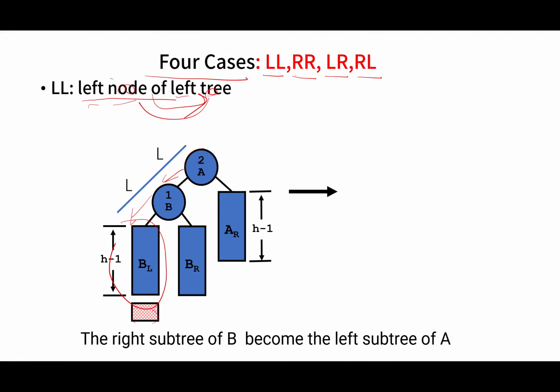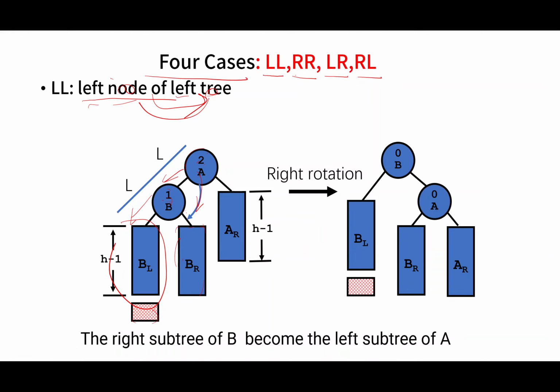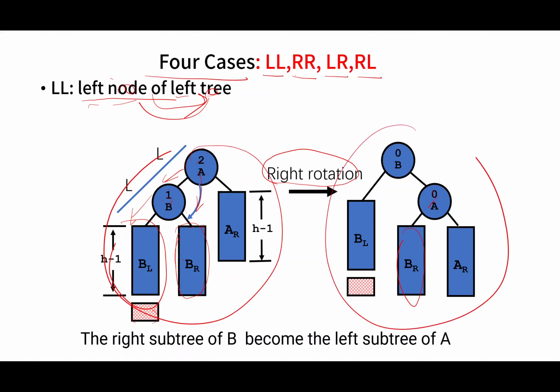For this LL type, we rotate this node to be the right child of this node, and the right tree of this node will become the left tree of this node. The right tree becomes the left tree of this node. Using this right rotation, the unbalanced tree becomes a balanced tree.